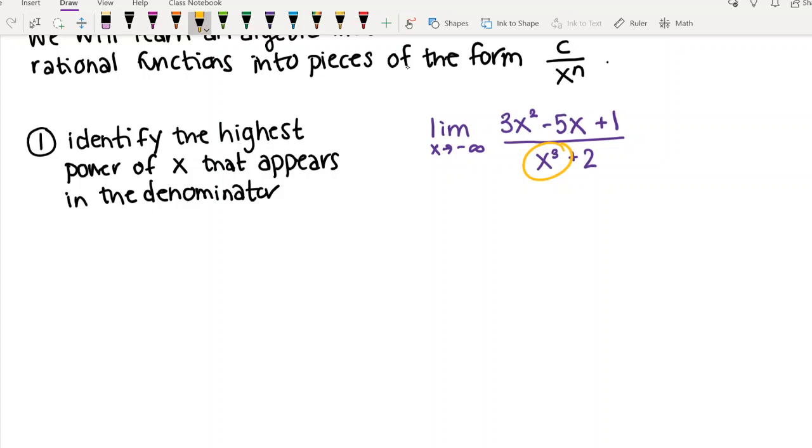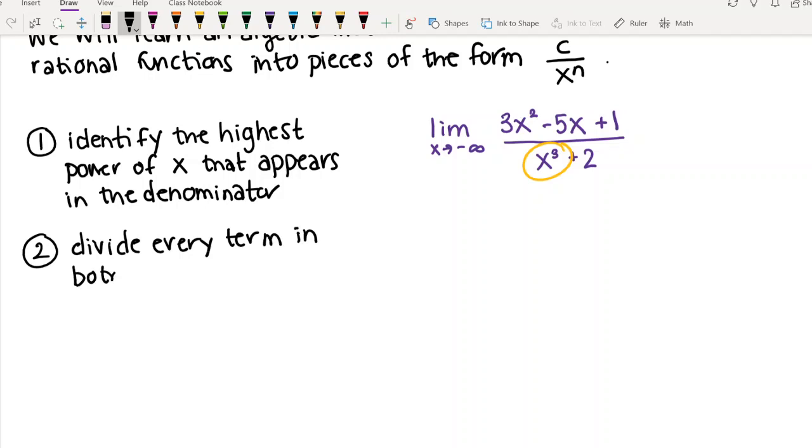So what we're going to do next is take that highest power and divide everything, both the numerator and the denominator, by that. We're going to divide every term, both in the numerator and denominator, by x to the n. And when I say x to the n, I'm referring to whatever the highest power was.